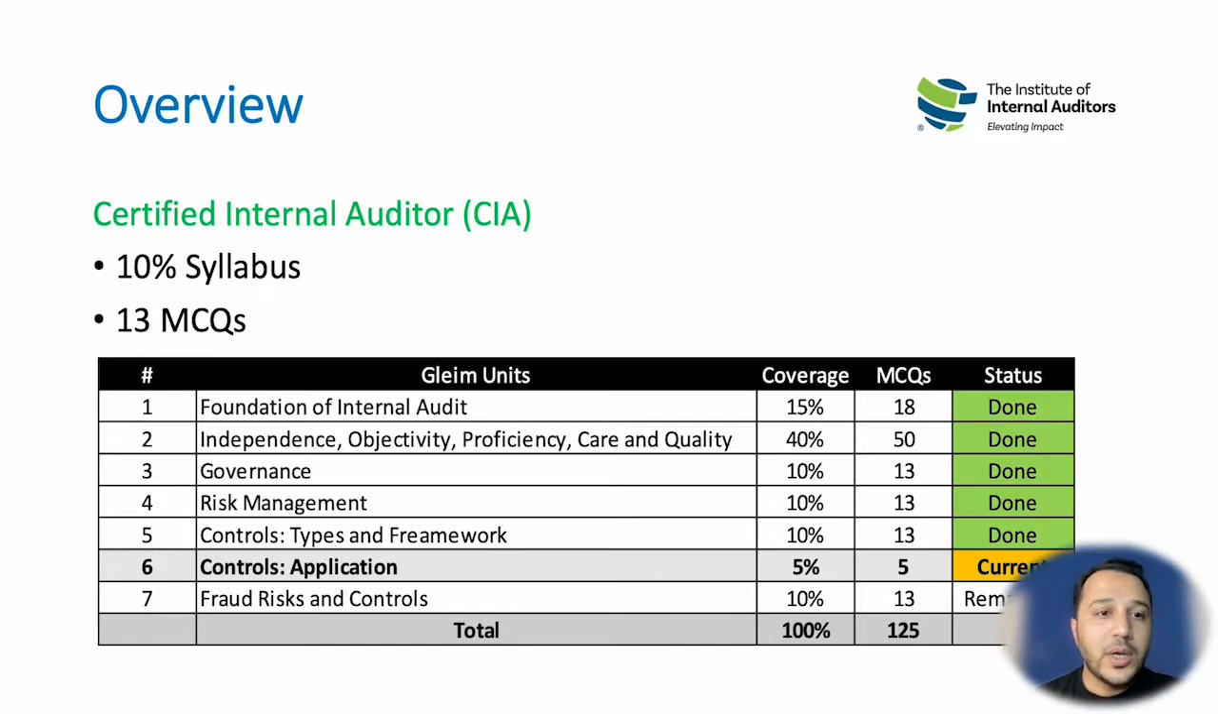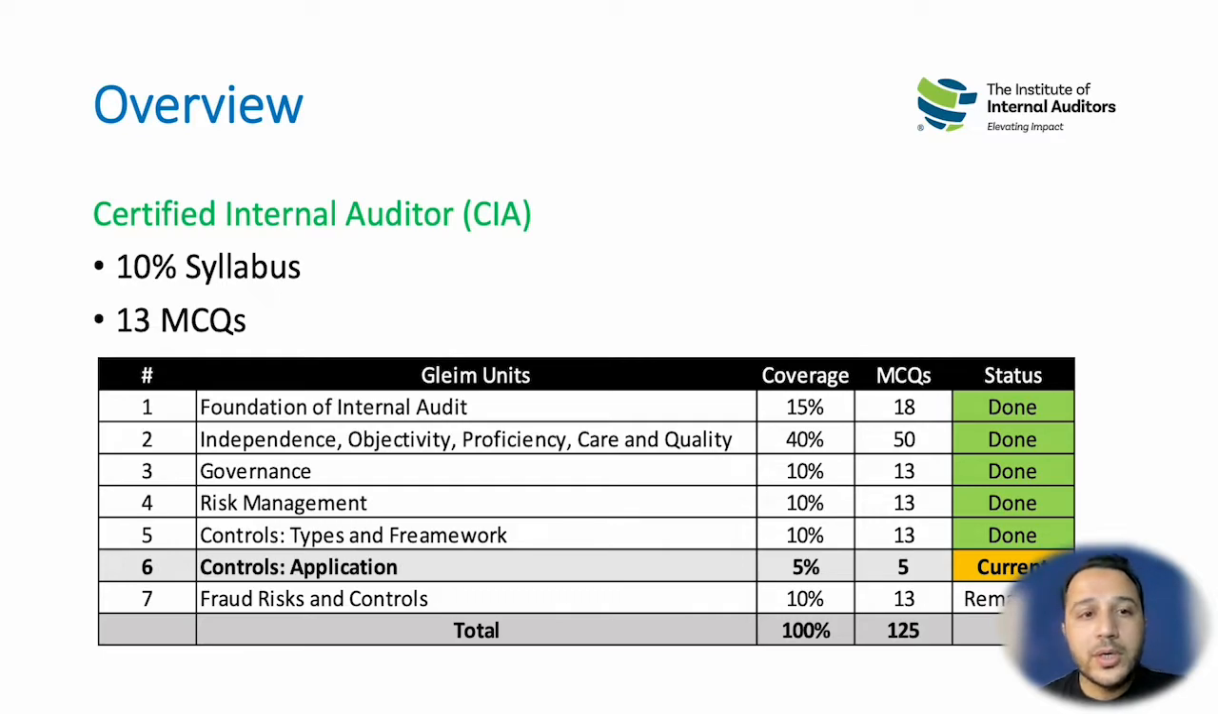Let's go through quickly what we have covered so far. In the first unit, Foundation of Internal Audit, we discussed the IPPF, the internal audit framework, which is divided into 2 components, mandatory and recommended. The mandatory part includes the internal audit standards, ethics, definition, mission, and values, and the recommended one is supplemental or suggestive guidelines.